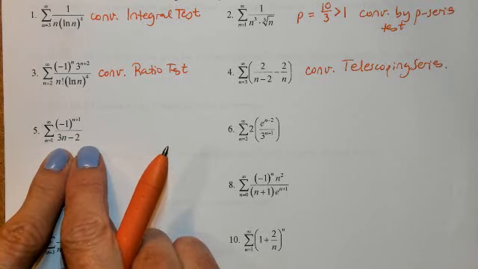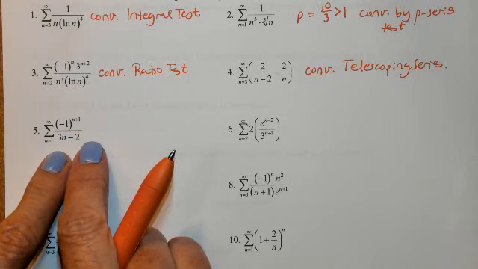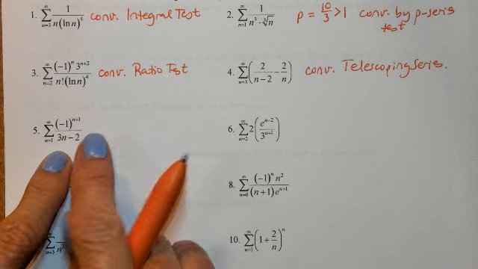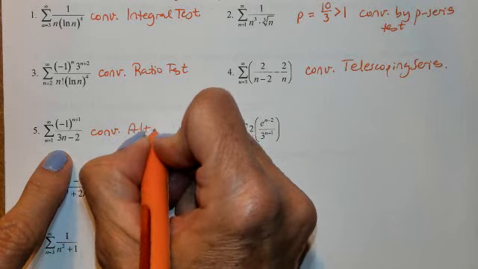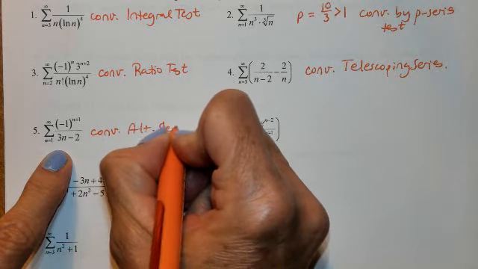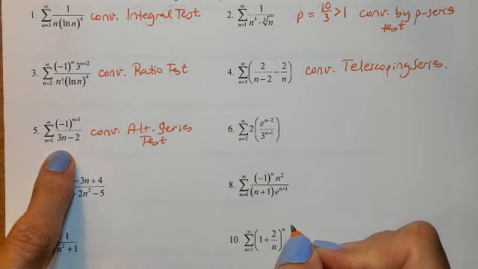So this one I would use the alternating series test on. It's alternating in sign. Is it decreasing in magnitude to 0? Yes, it is. So this will converge by alternating series test. Okay?